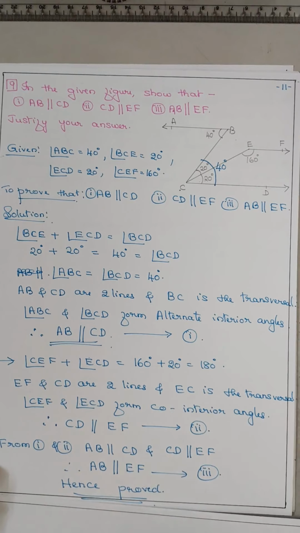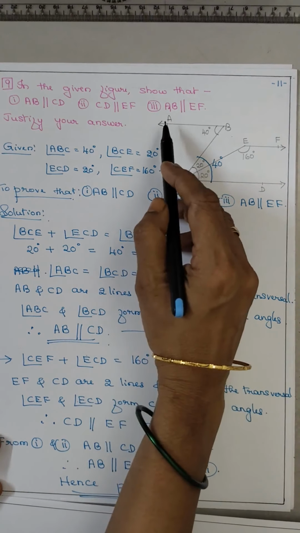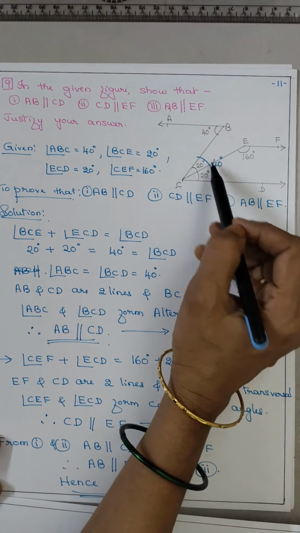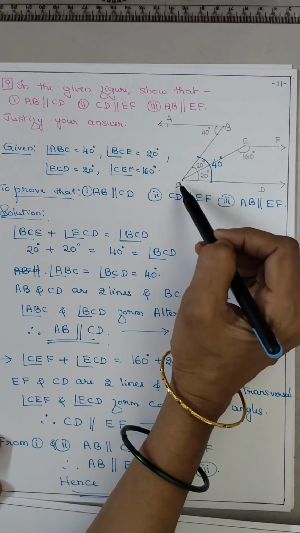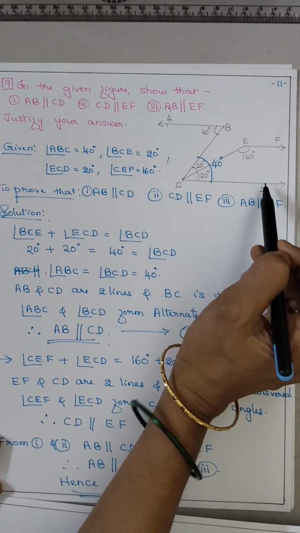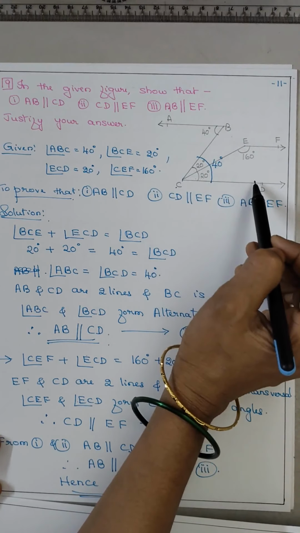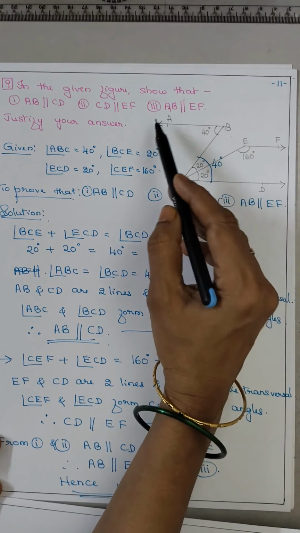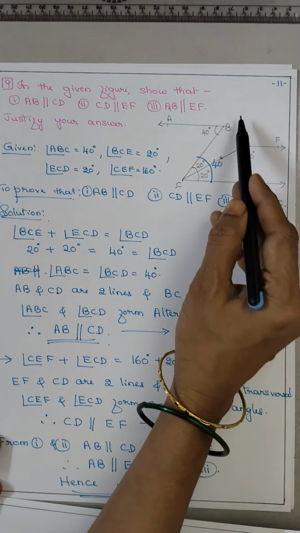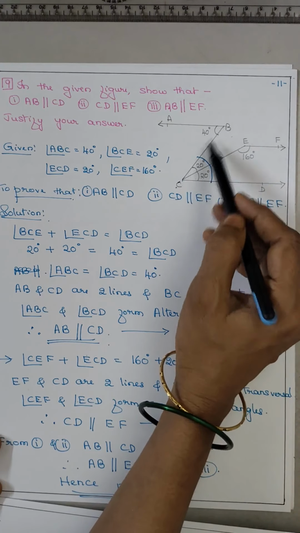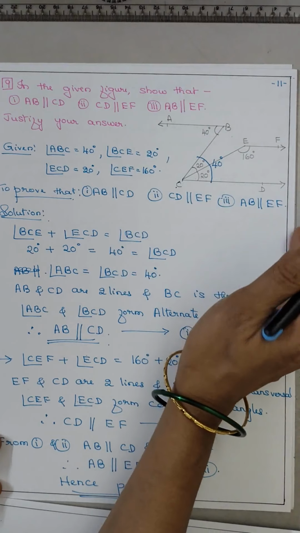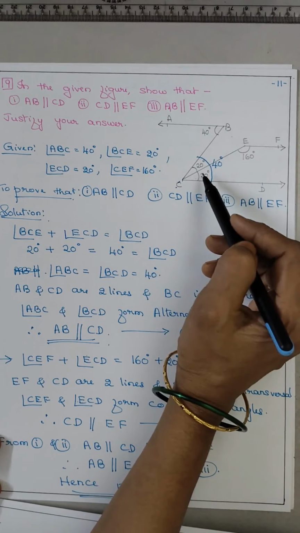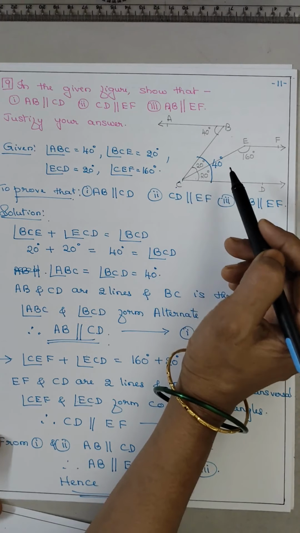Understood? So for the first one, what you did? Z. First you add these two. You got BCD is equal to 40. Angle ABC is equal to angle BCD. It formed 40 is equal to 40. That is alternate interior. AB and CD are two lines and BC is the transversal. One on the left side and one on the right side of the transversal, cross has come like this, right? Both interior to the lines, that is why alternate interior.